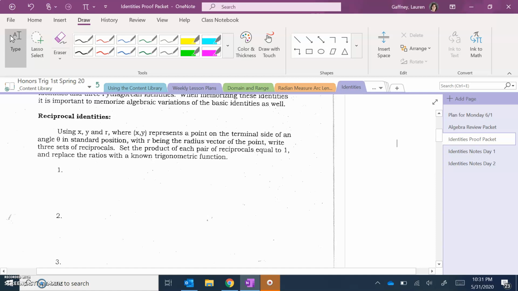So using x, y, and r, like we're used to seeing, we're going to write out a couple things here. It says, set the product of each pair of reciprocals equal to 1 and replace the ratios with known trig functions. So for example, we know that sine is y over r. Its reciprocal, the other trig function that goes with it, is cosecant. Cosecant of theta is r over y. Well, if you multiply those together, it comes out to 1. Same thing, if you multiply sine and cosecant together, they come out to 1.